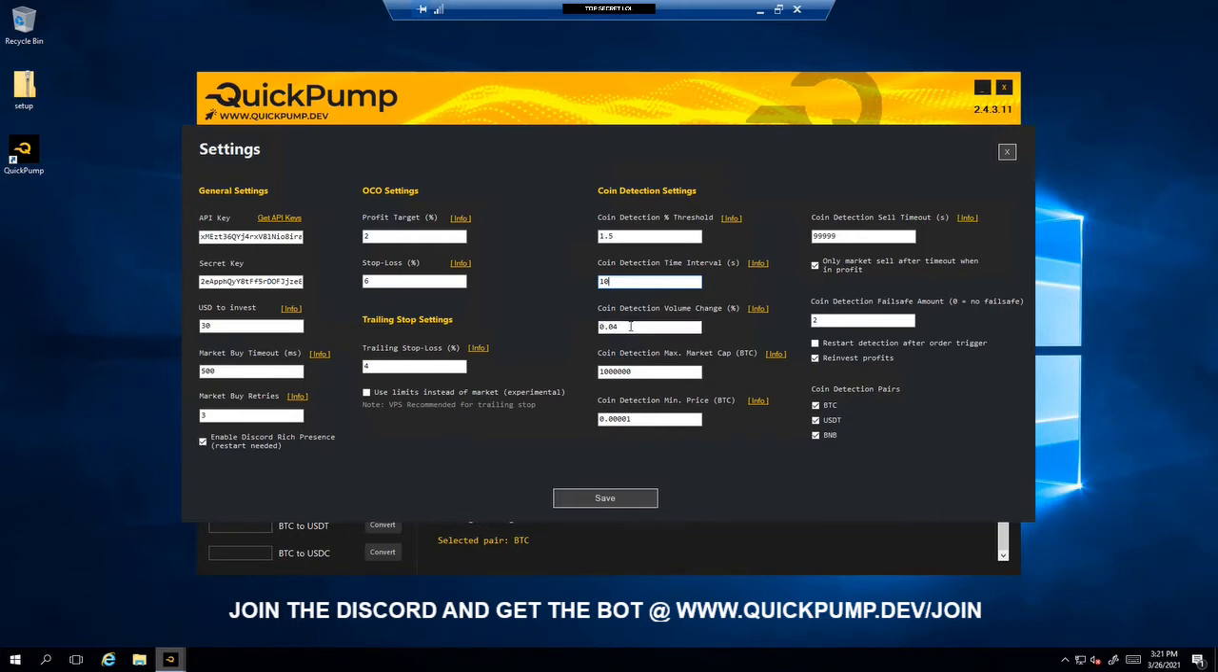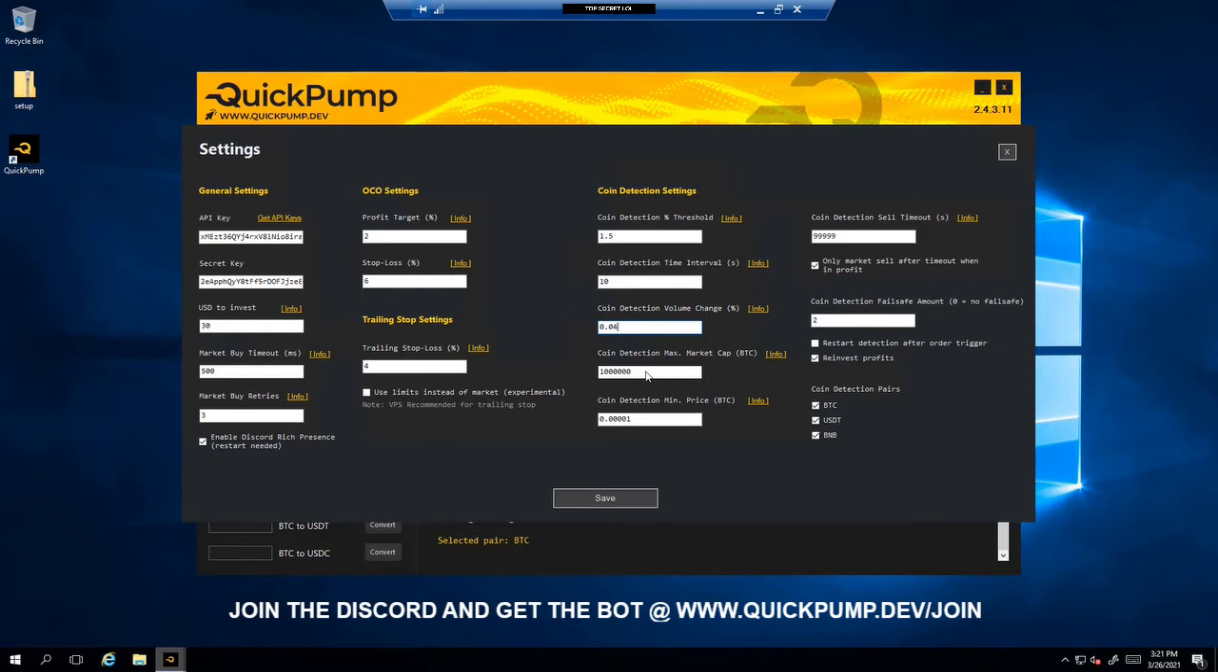The volume change is a 24-hour volume change, so this really doesn't have a lot of impact. But if you want to increase the volume to make sure you're getting a coin that's got a decent amount of volume in the last 24 hours, you can mess with this. I'll leave mine at 0.04 just for this particular instance.